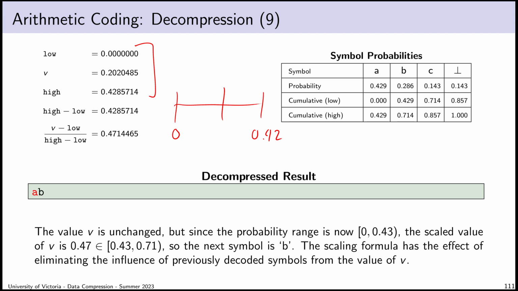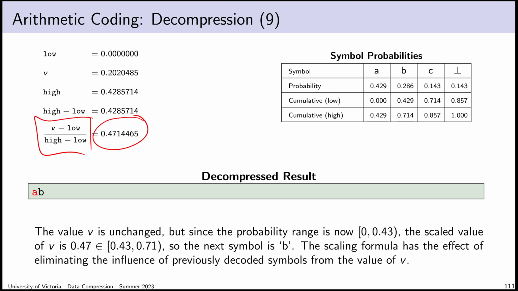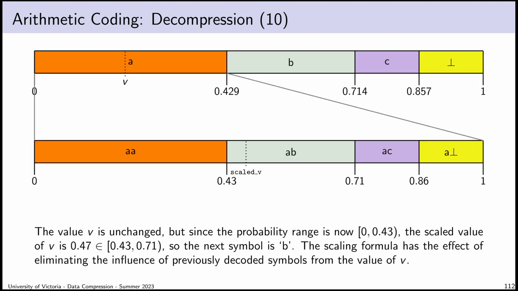So I want to figure out, does this mean v lies in the territory for A, or the territory for B, or the territory for C? So the way I'll solve that is with this scaling from earlier. What you'll notice is if I apply the scaling formula, it comes out at 0.47, which seems to be in the range for B. But we can visualize that. So my window was 0 through 0.429, and there's v in the middle of that window. What I'm going to do is stretch the whole window out to be between 0 and 1, and I'll stretch out v proportionally. So I'll stretch it, and the scaled v lands in the middle of the range for B.